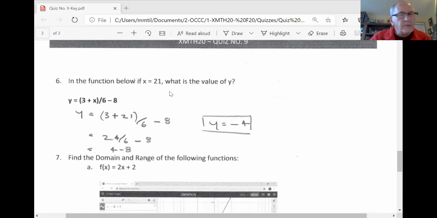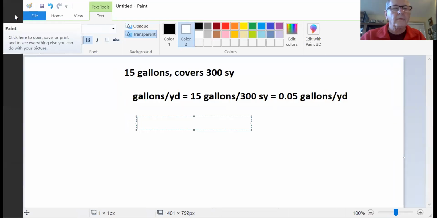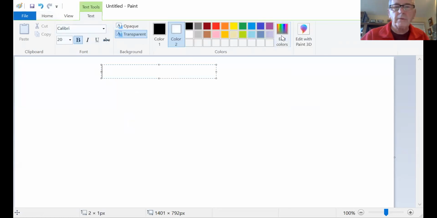Okay. Number 6, in the function below, x is equal to 20, what's the value of y? And some of you made this complicated, and it's not complicated. I'm going to use my whiteboard here, okay? It's not meant to be complicated. Okay, so I'm sharing with you my whiteboard. I'm going to get rid of this paint stuff here. And so we're looking at number 6. So we have an equation.